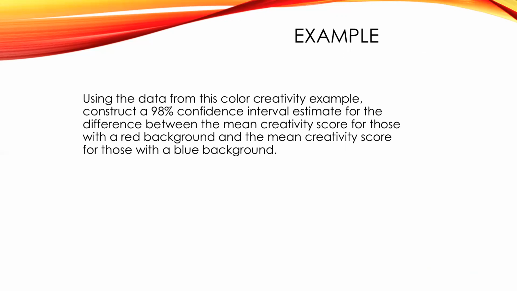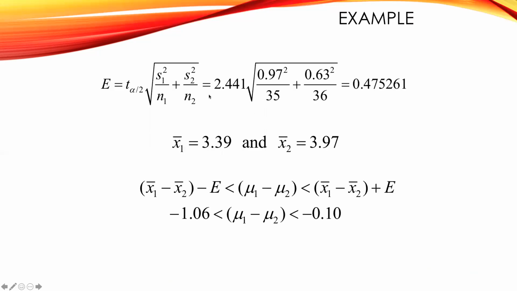Using the data from the color creative example, construct a 98% confidence interval estimate for the difference between the mean creative score for those with a red background and a mean creative score for those with a blue background. So we've got to get our margin of error. So our t alpha over 2. You notice this 2.441 is basically our critical value.